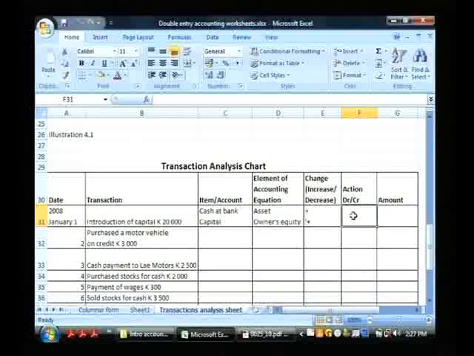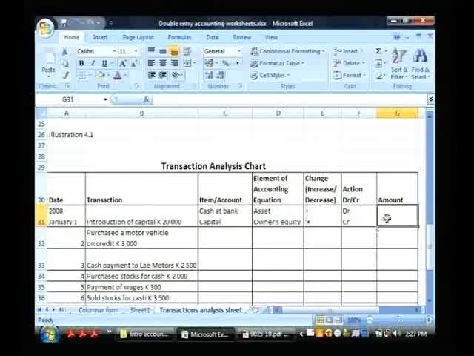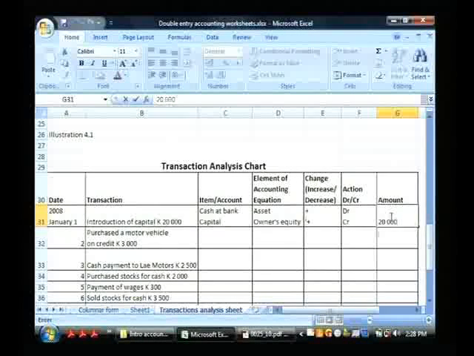Increase of asset, debit, and increase of owner's equity, credit, similar to service organizations. Amount here is 20,000 and 20,000 here.